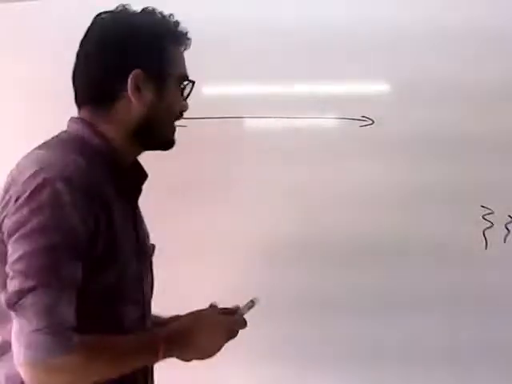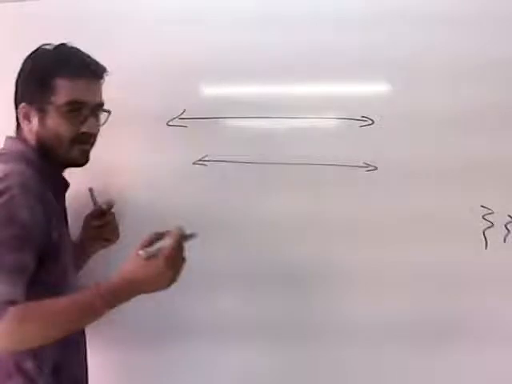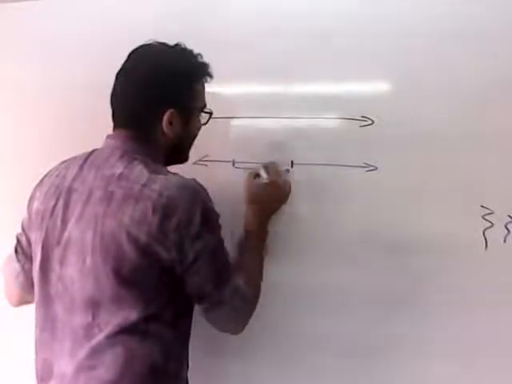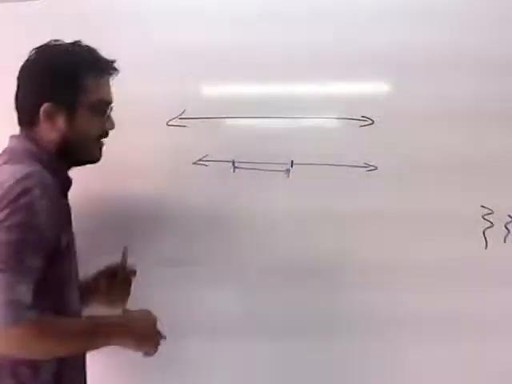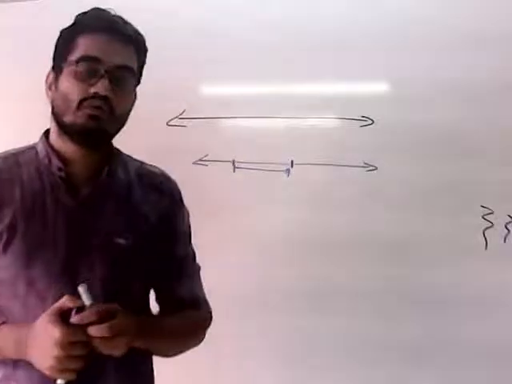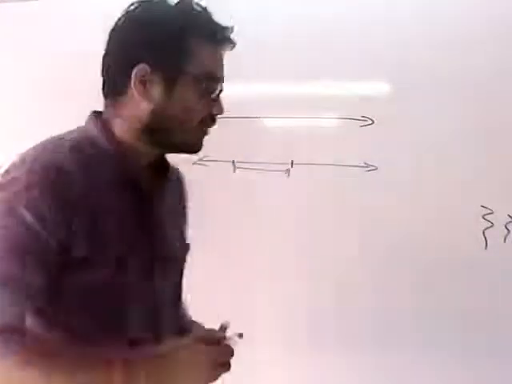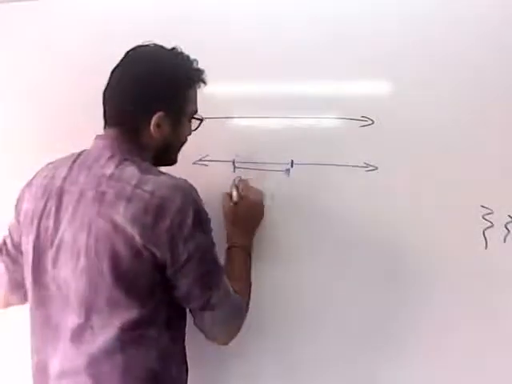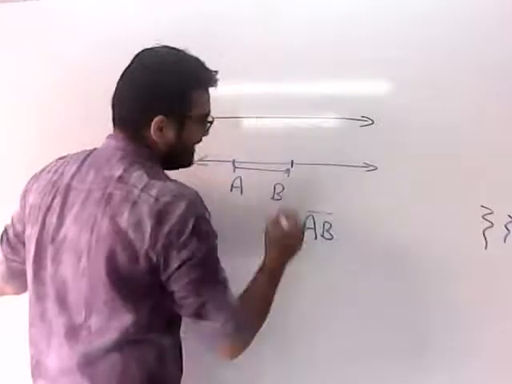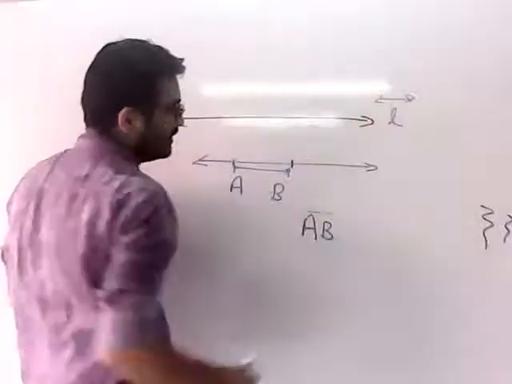Then next is the line segment. Line segment is a part of a line. So this could be the line segment. What does it mean? A line segment is a distance between two points, or you can say a line segment is a fixed distance between 2 points. A line segment can be denoted as AB, while a line can be denoted as L.